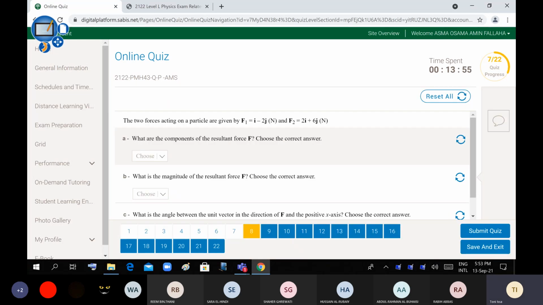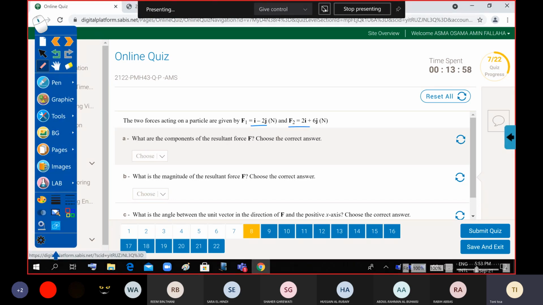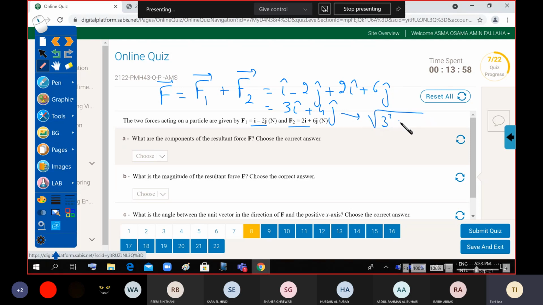For number 8, what are the components of the resultant? How can we find the resultant when we have 2 forces given here? Very simple. The resultant will be always the sum of the forces. So here we get F1 plus F2, and then we will get i minus 2j plus 2i plus 6j. And then, of course, as we did, we group i with i, we will get this as an answer. What is the magnitude? To find the magnitude, it will be the square root of 3 squared plus 4 squared. Okay, and then here you will get 5, because 9 plus 16 is 25, and its root is 5.